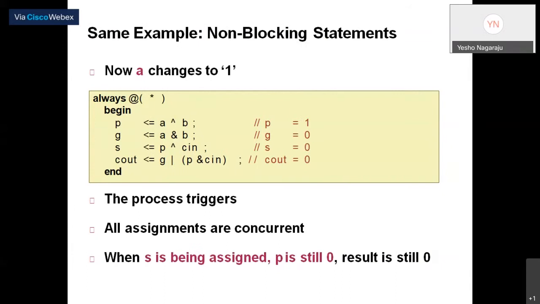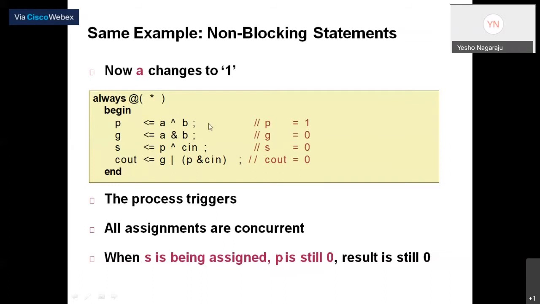Now, if we do the same statements in a non-blocking assignment, then what is the difference? Let us assume all the signals are initially cleared. Would this assignment happen immediately? No. The operation is carried out, and the value is held. When does the assignment happen? Assignment happens only when you encounter end, or at the end of the current simulation cycle.